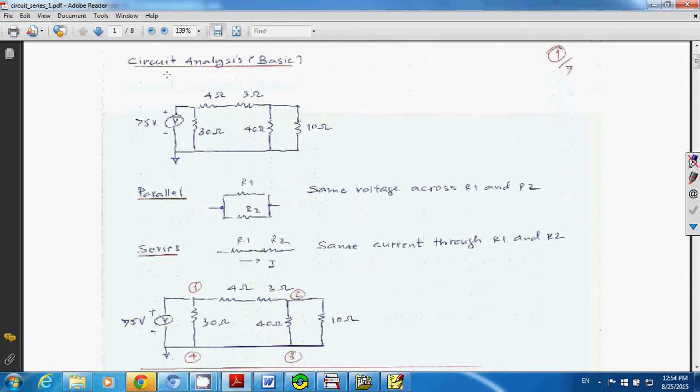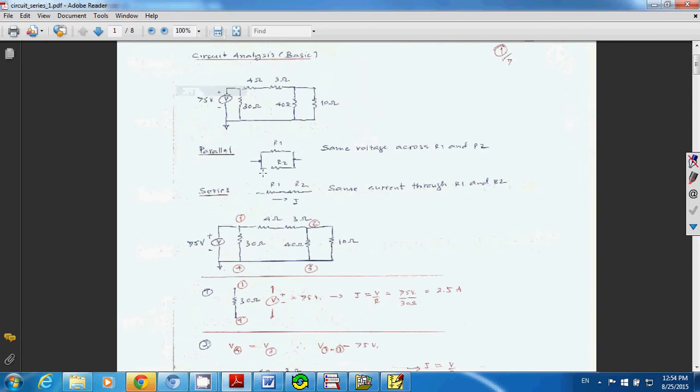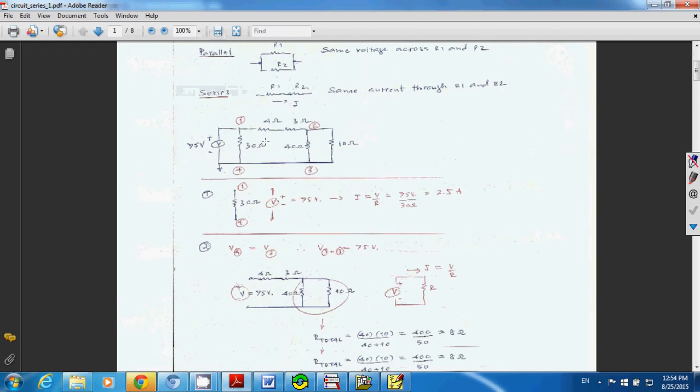Even though it looks like a very simple circuit, I will give you a guideline to be able to analyze more complicated circuits later on. So it's going to be a good basic idea. What I'm going to do is refresh you a bit about our basic circuit.